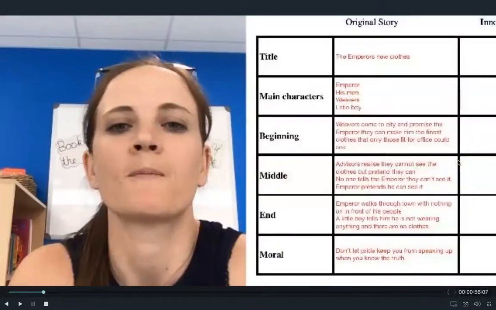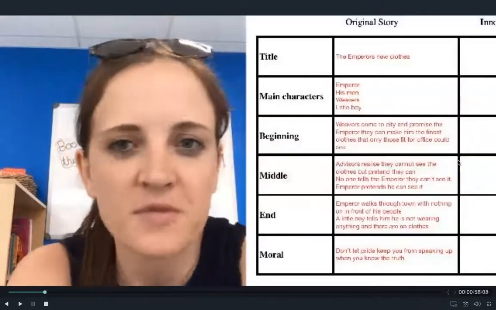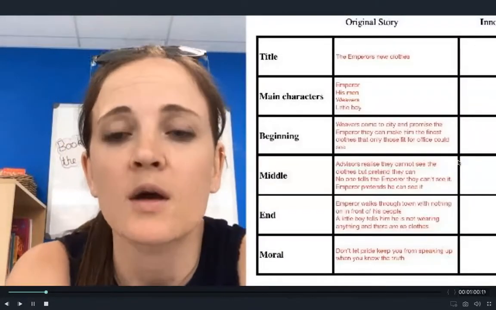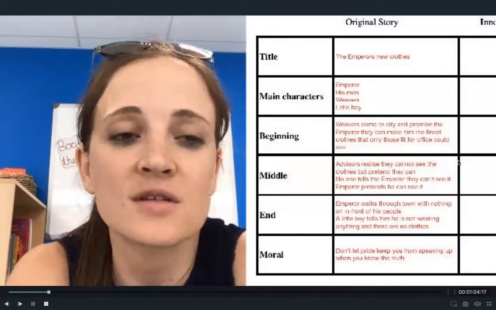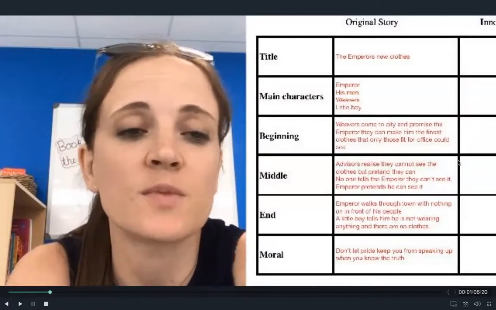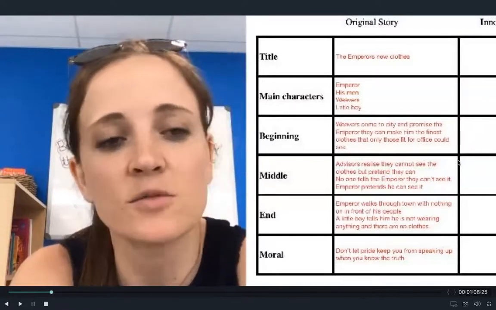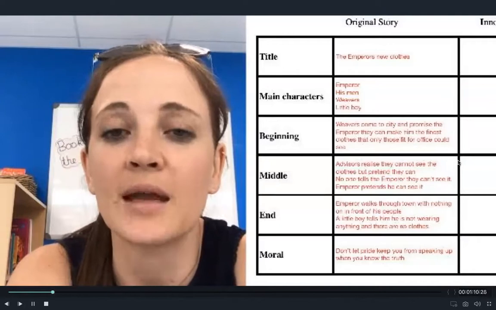So I want you to pause the video now, go and find the previous innovation that we did and have a read through of what was expected of you and how we laid out our folk tale. As you can see from the table that we used last week, we split our story into having a title. It had characters, I've got main characters, but you also have the minor characters that are still part of the story, but not the main characters.